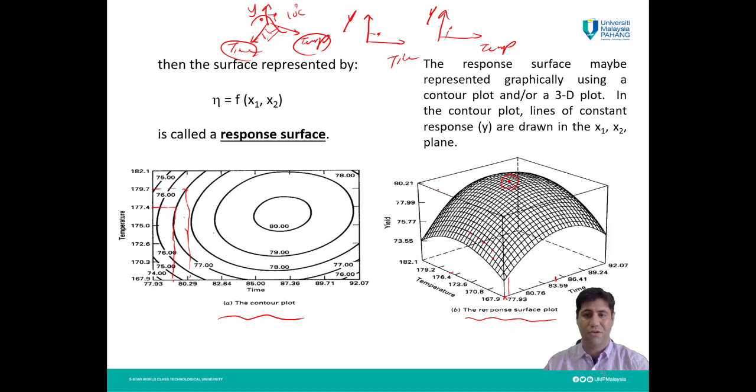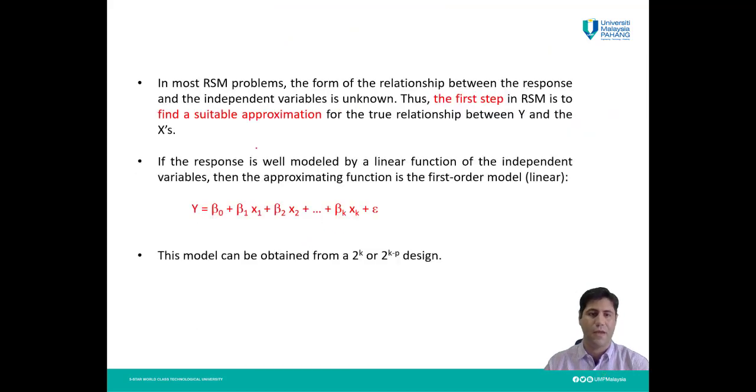But usually the graph is not like this. The maximum point is not that clear. Later we will see different types of graphs. So in most RSM problems, the form of the relationship between the response and independent variable is unknown. This is an imagination. However, you may know that, for example, by increasing the temperature, the yield will increase. But usually it is not that clear for us.